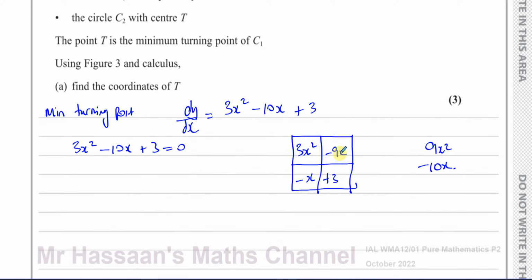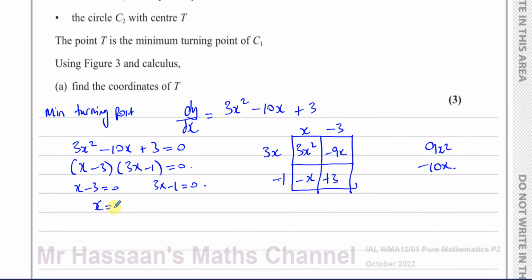Now I'm going to take out the common factor of these two terms and write it over here. That's 3 and x. Once I've done that, the rest is very simple. This term and this term multiplied give me 3x squared, so that must be x. This multiplied by this term gives me minus 9x, so that must be minus 3. And x times this gives me minus x, that's minus 1. So we end up with x minus 3 and 3x minus 1 as our two factors. So either x minus 3 is equal to 0 or 3x minus 1 is equal to 0, in which case x is either equal to 3 or x equals 1/3.